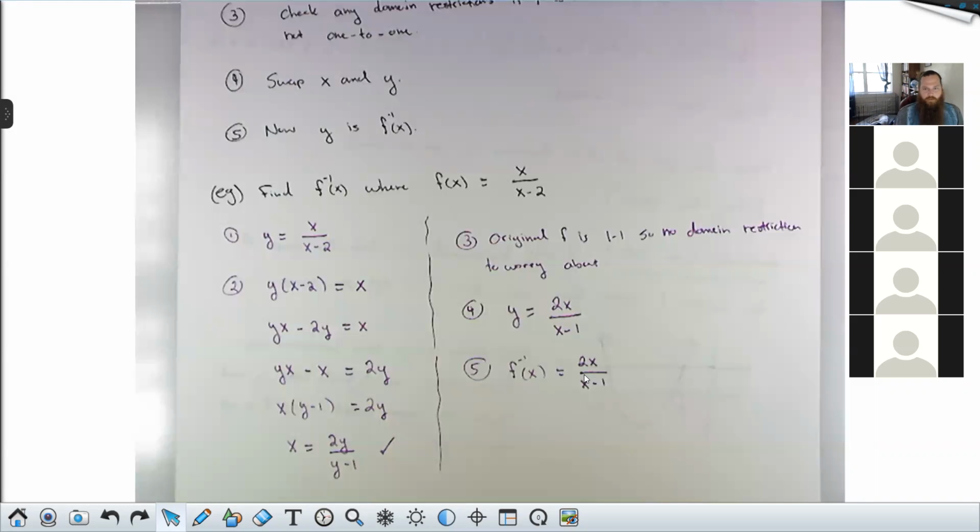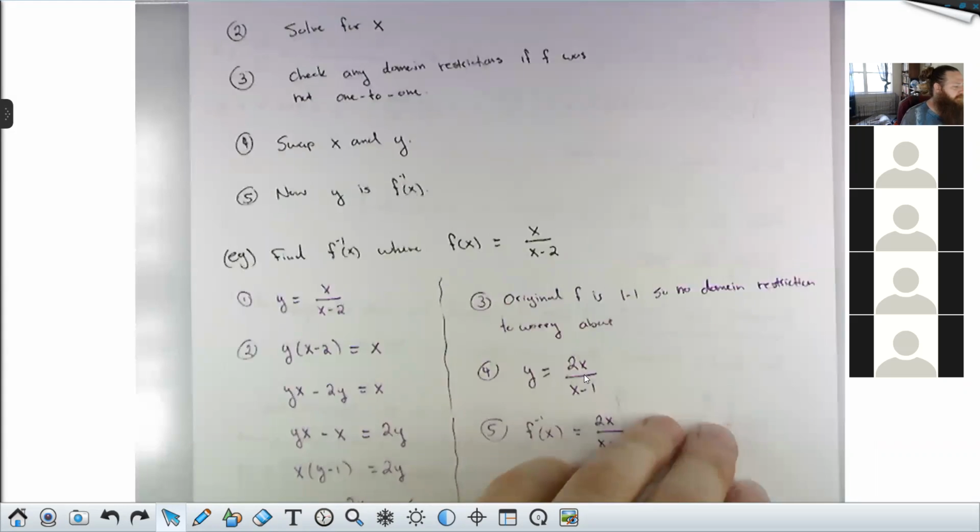Any other questions on this example here where we found the inverse function? I have a question, but it's not about this problem. So for part 3, where it says to check any domain restrictions if it's not 1-to-1, are we going to go over a question that has that too? Yep, that's next. Okay, perfect. Thank you. Let's go ahead and do it. If there aren't any other questions on this, let's go ahead and do that.